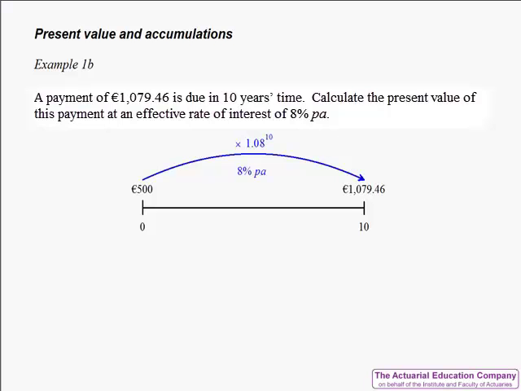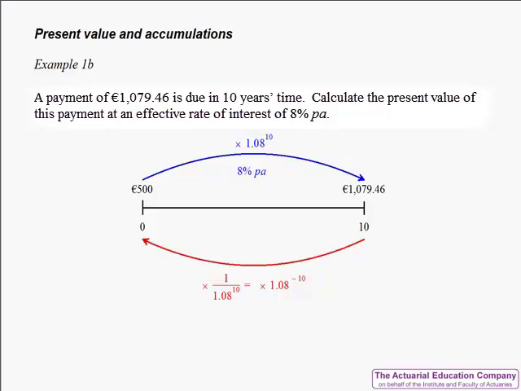Now, to get the accumulation, we multiplied by the accumulation factor of 1.08 to the 10. So to go backwards, we could simply divide by 1.08 to the 10. However, suppose I was bitten by a divide sign when I was younger and wished to only use multiplication. In which case, to go backwards, we could simply multiply by 1 over 1.08 to the 10, or if you prefer, 1.08 to the minus 10. Now this is called our discount factor, i.e. what we multiply the €1,079 by to discount it, that is, to get the present value of this payment.